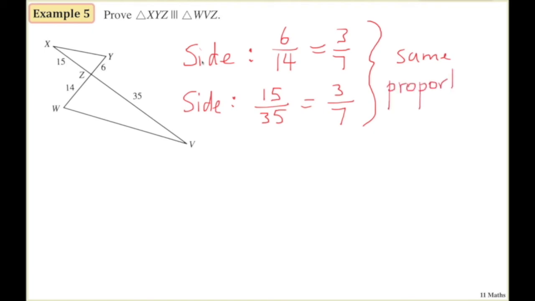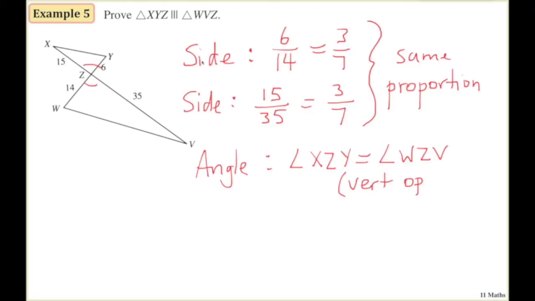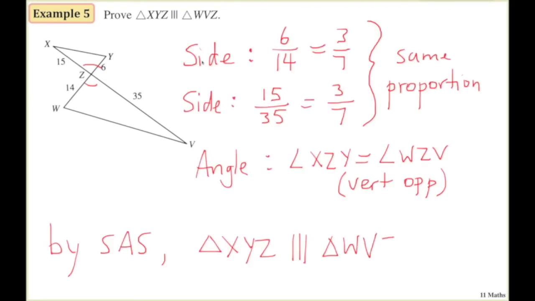So the same proportion. Do we know any angles? I know the included angle because they're vertically opposite. So angle XZY equals angle WZV. And the reason? Because they are vertically opposite. We have to give our reason, remember. So by side angle side, triangle XYZ is similar to triangle WVZ. And there we have example 5.